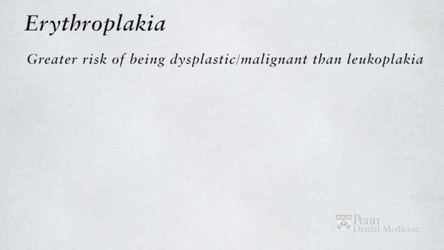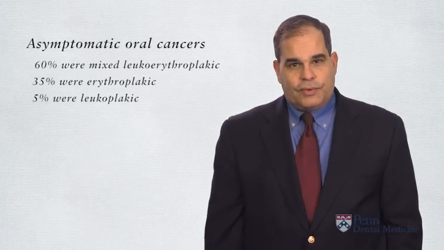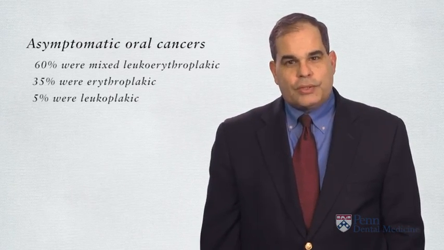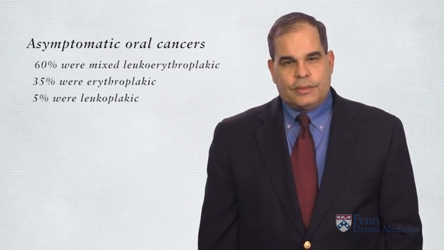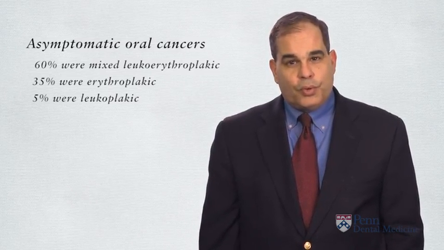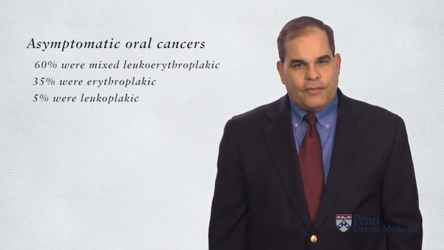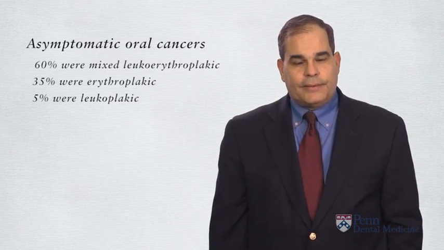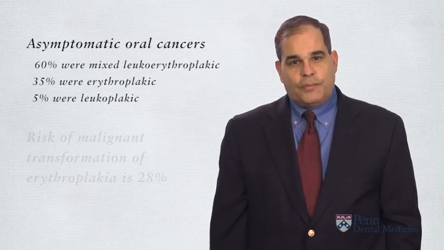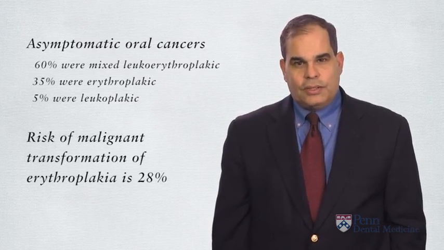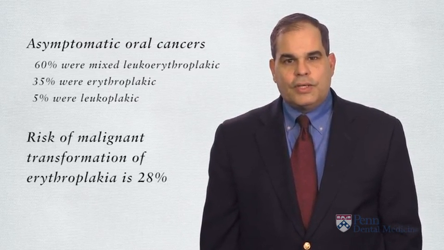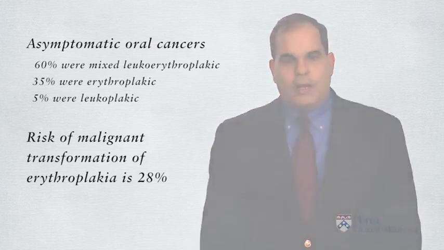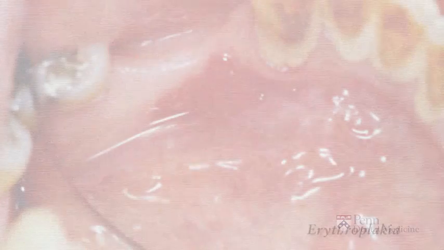Erythroplakia has actually a greater risk of being dysplastic. Erythroplakia is the red velvety patch. A study of asymptomatic oral cancers revealed that 60% were mixed red and white lesions, where 35% were purely erythroplakic and 5% were leukoplakic. The risk of malignant transformation of an erythroplakic lesion upon identification is upwards of 28%.